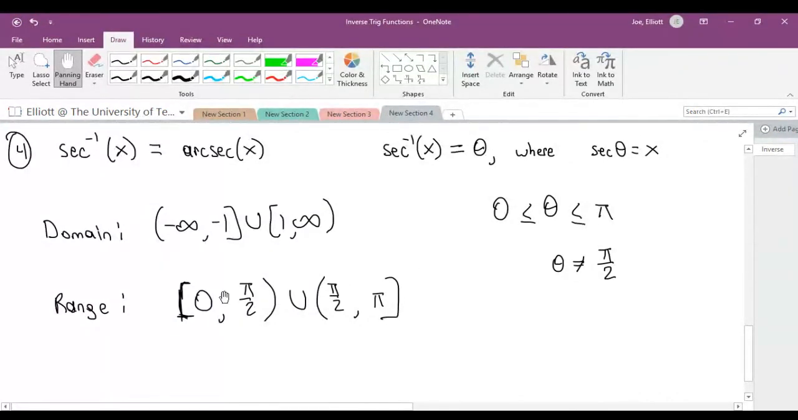Okay, and so you could define different inverse trig functions with different ranges, but the standard convention for arcsecant is to choose this for its range.